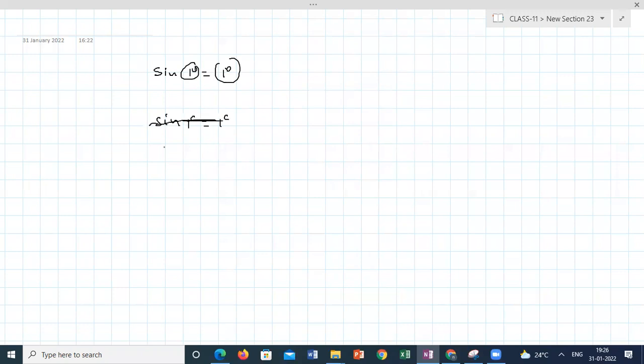That means sine 1 degree will be equal to 1 degree in radians only if I convert 1 degree into radians. 1 degree in radian is how much? Pi by 180 radians, because 180 degrees is called pi radians. So 1 degree will be how much? 1 by 180 into pi.